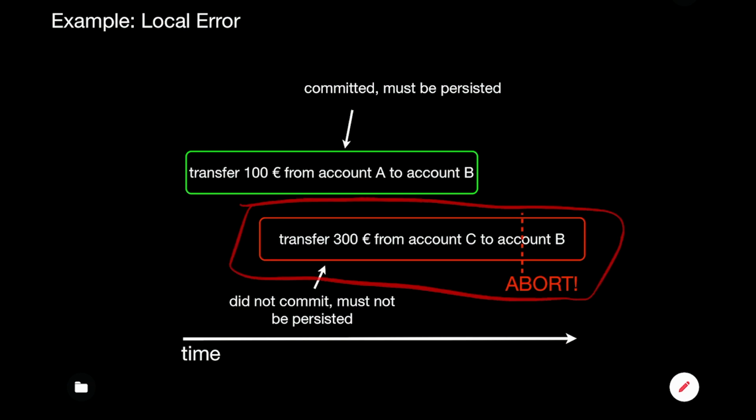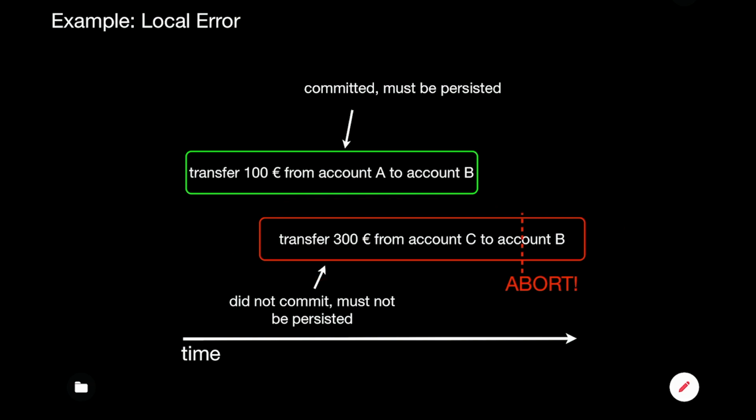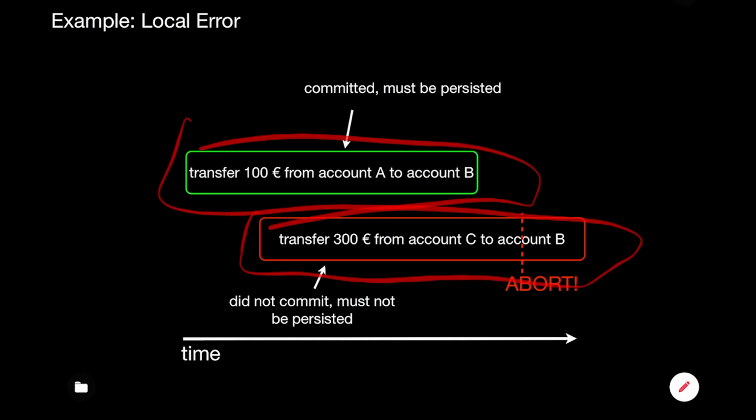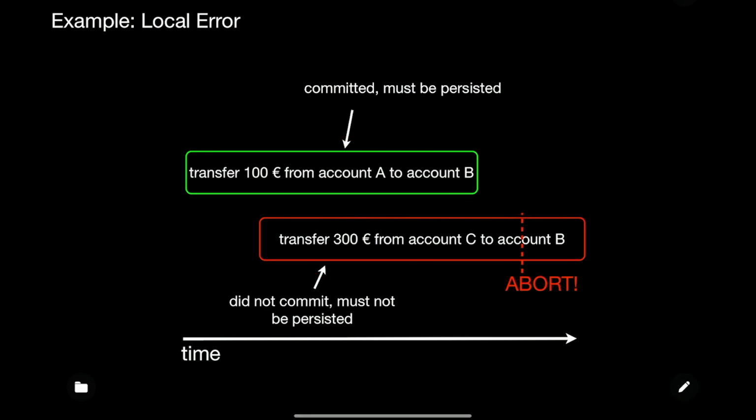So abort doesn't mean that all the running transactions get aborted. It's just a user command you send to abort your ongoing transaction. And then you must make sure that whatever was done by this transaction mustn't be persisted. However, this transaction is not affected. If it committed, it must be persisted. In other words, it must become durable.